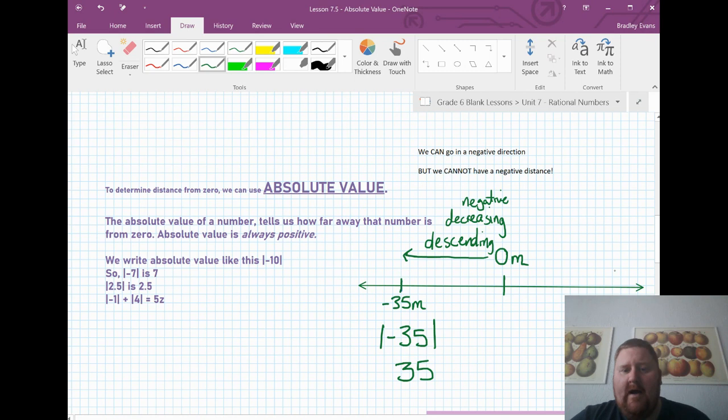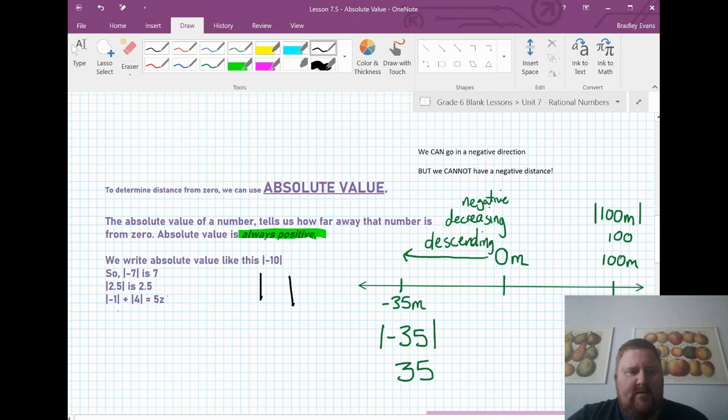Now, absolute value can also be used for positive numbers, of course. Let's say a mountain climber climbed 100 meters. And we can say, well, the absolute value of 100 meters is 100. He's 100 meters away. So the absolute value is always a positive number. So we write the absolute value using our two vertical lines.